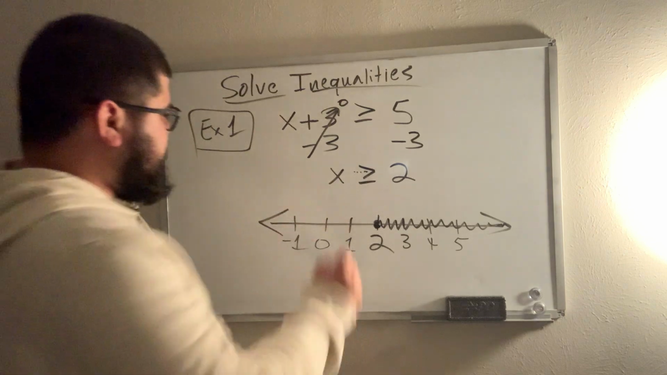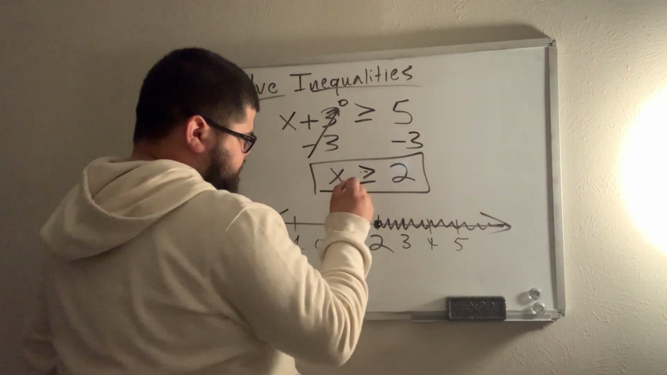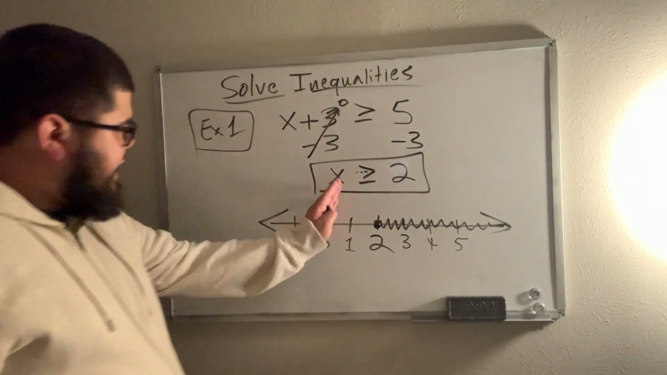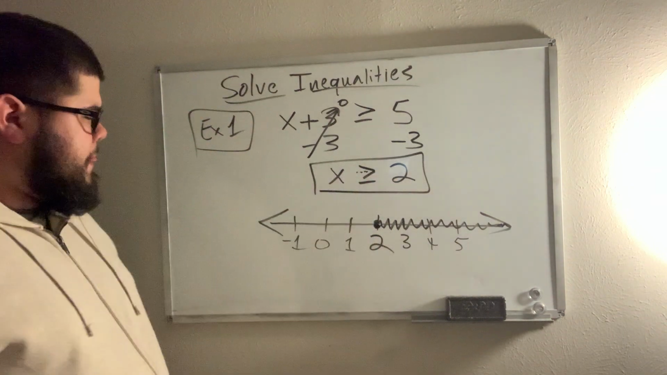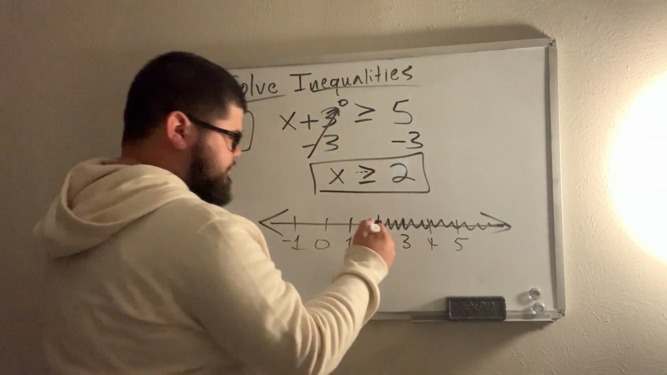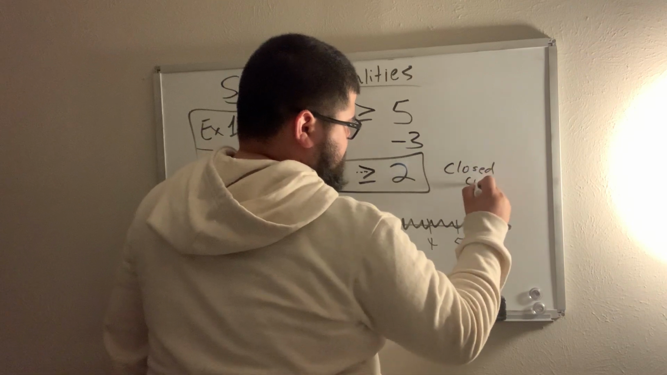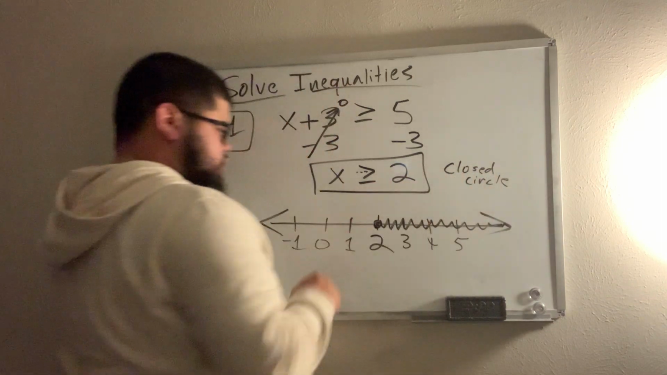We got our inequality, which is X. I'm going to erase this a little bit. Again, you can keep that there. It's fine. X is everything that is greater than or equal to 2. To graph it, we have to think about open or closed circle. I'm going to write it over here. Closed circle, because we include the 2.